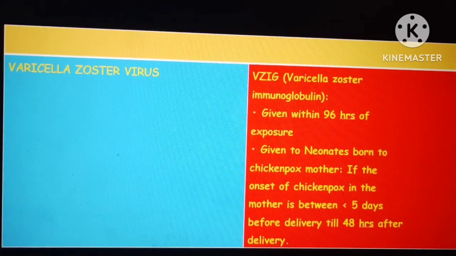Coming to varicella zoster immunoglobulin, if persons have been exposed to an infected patient, you can give immunoglobulin within 96 hours. If you want to give it to a neonate born to a chickenpox mother, you can do so if the onset of chickenpox in the mother is less than 5 days before delivery till 48 hours after the delivery.